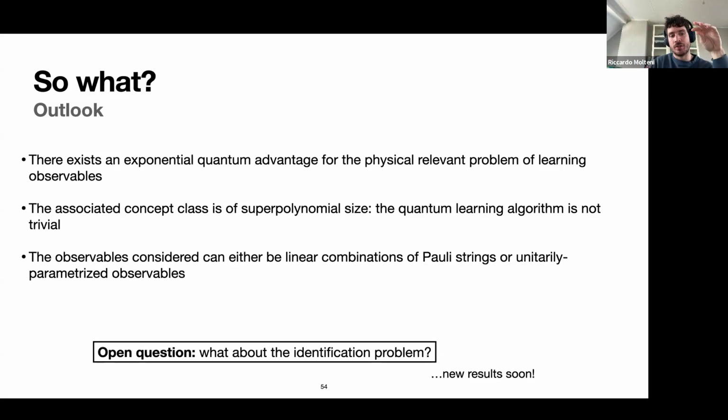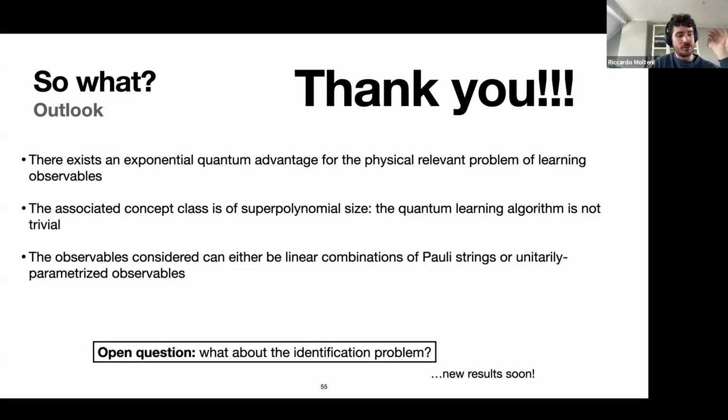We have one open question: what about the identification problem? Can we say something, is it hard, is it classically easy or not? And on that, we are working on it right now, and we hope to publish new results in the following months. So with that, I finish my talk. I thank you for inviting me again here.